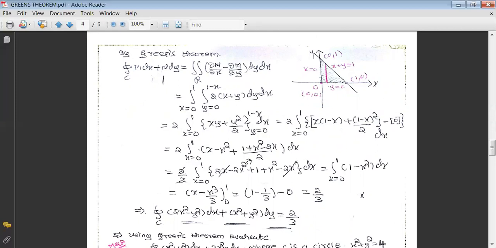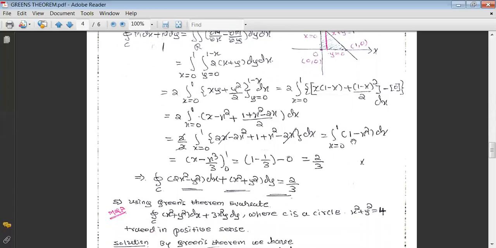If we take 2 as LCM, this 2 will get cancelled with the 2 we have written here. You have to multiply these two terms by 2, that gives you 2x minus 2x square plus 1 plus x square minus 2x with respect to x. Therefore, this 2x will get cancelled. That is 1. x square minus 2x square is minus x square. It has to be integrated with respect to x. 1 with respect to x is x. Minus x square with respect to x is x cubed by 3. For the limit 0 to 1. If we take the upper limit, that becomes 1 minus 1 by 3. With the lower limit, both terms are 0. That is simplification. This one is 2 by 3.